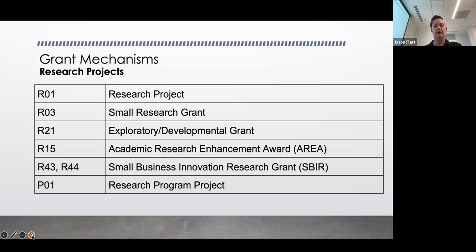And then there are program projects. These usually have multiple R01s embedded into them. So these are going to be also 5 years on average, and these could be multi-million dollar, so over $10 million. Many of them have 2 to 3 R01s built into them.